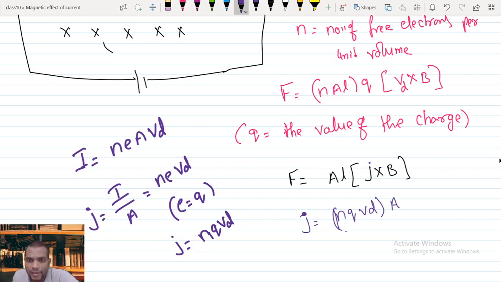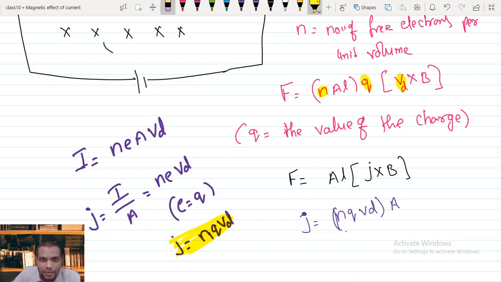J equal to NQVD times A, because current density is a scalar, so we can keep that. If you can see that clearly, in the place of N, Q and VD, I can take that as J, since J equal to NQVD. And the rest of the terms, AL, is already there in the expression, so I just kept it out and I have taken that one, J cross B.